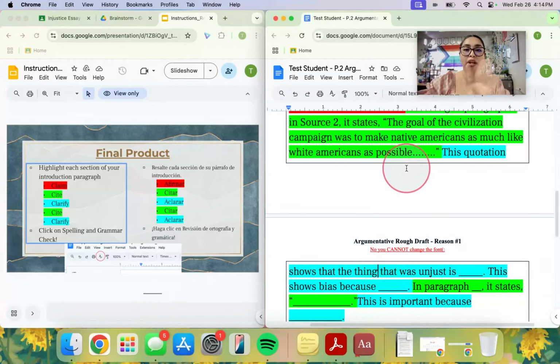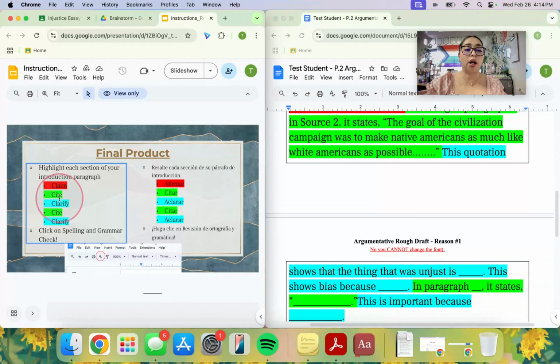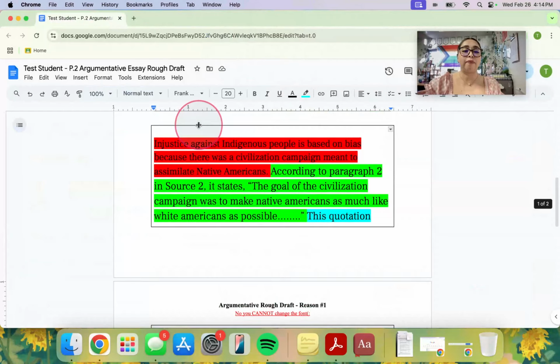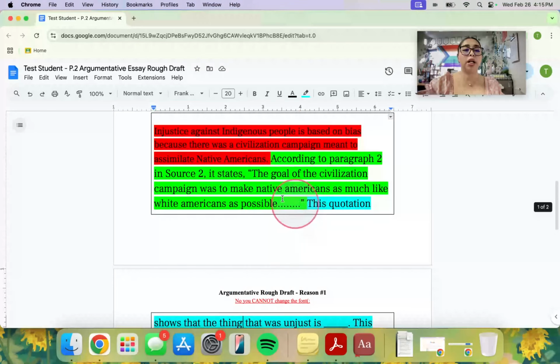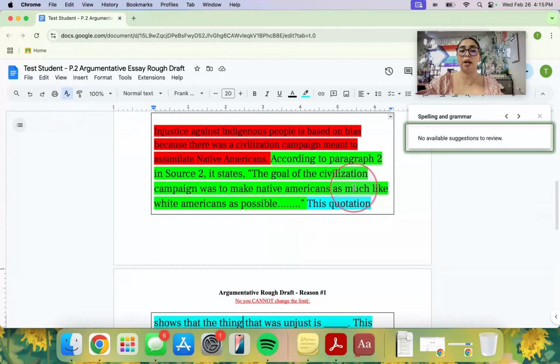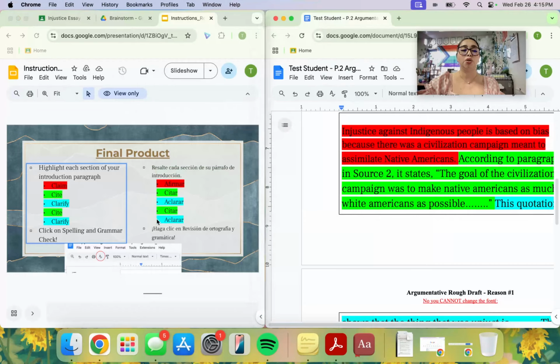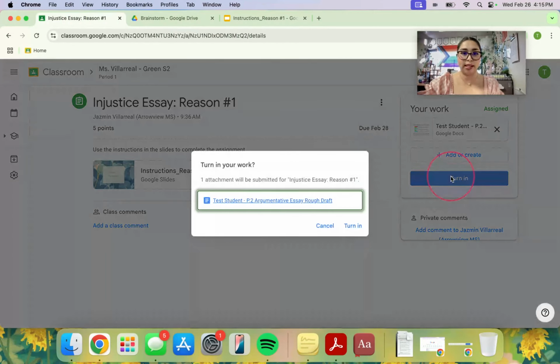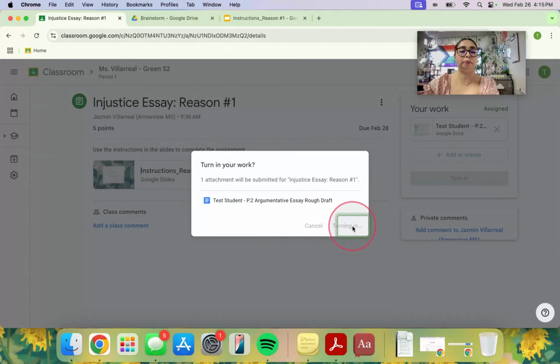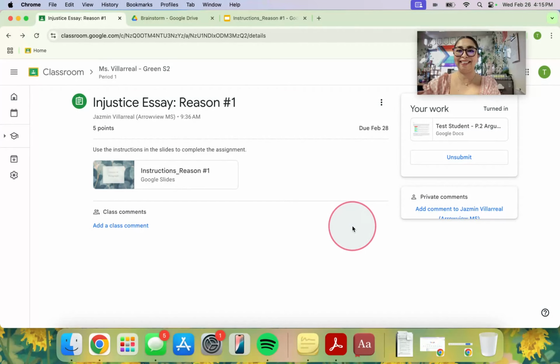Okay, so now that you've checked to make sure that you have adequately explained everything, we're going to check our color coding and we're going to check our spelling and grammar. So I have my red, then green, then blue, then green, then blue. Cool, that looks good. I'm going to double check my spelling and grammar just in case. All right, no available suggestions. That means everything looks good. So then I can come back to Google Classroom and turn in this assignment. Go ahead and turn it in. And then you're done. Perfect.